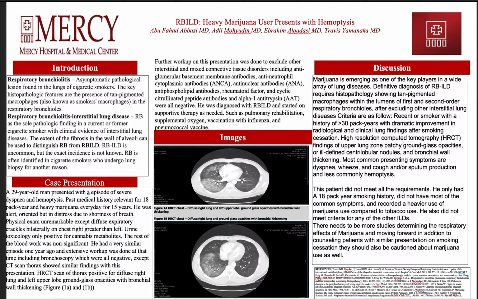Patients typically present in their 30s or 50s with subacute symptoms of dyspnea around 94%, wheezing around 69%, and cough in 66% of patients, with sputum production in only 50%. Hemoptysis is much less common than this. Virtually all patients with RB-ILD are current or former cigarette smokers with greater than 30 pack year history. Rarely, patients have been reported to have substantial passive cigarette smoking exposure or heavy use of electronic cigarettes such as vaping. However, no cases have been reported for marijuana use.